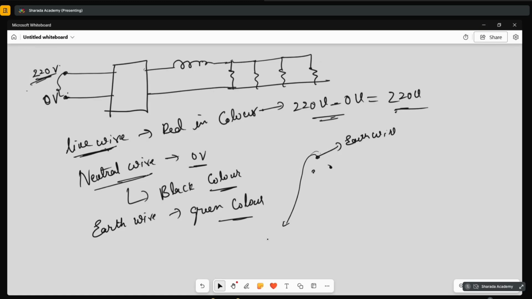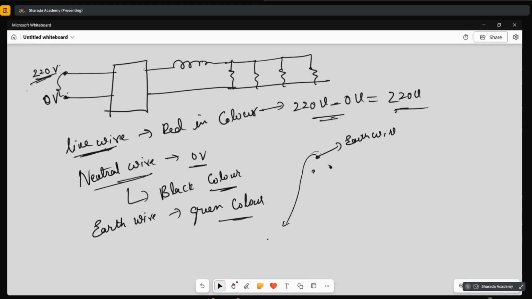Live wire, the voltage will be 220 volts. Neutral wire voltage is 0 volts. The potential difference between the live wire and the neutral wire is equal to 220 volts. So, what is the use of the earth wire, which is always green in color?